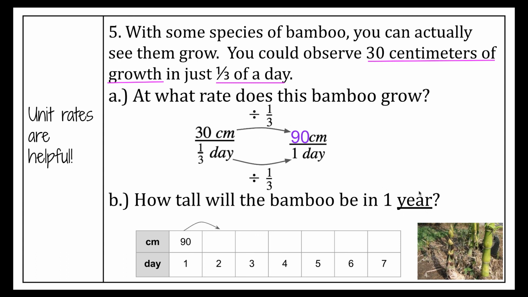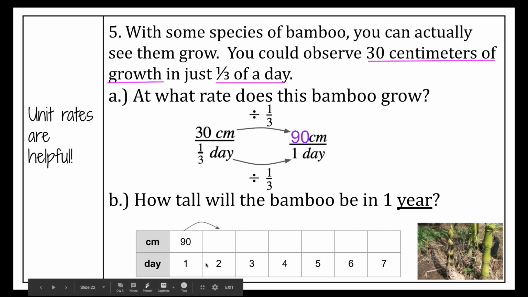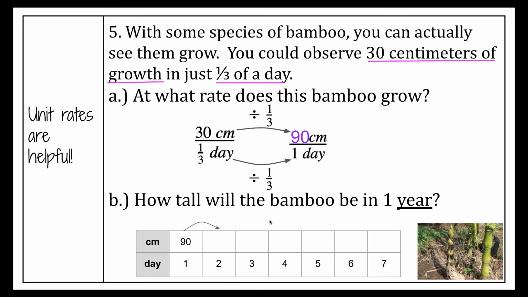So let's change 1 year. How many days is that? It's not a leap year. 365. So I could extend my table all the way to 365, or I could just recognize that I'm going to take 90 centimeters, because that's what it grows every day, and times that by 365, because that's how many days are in a year. And that's going to give me 32,850 centimeters.